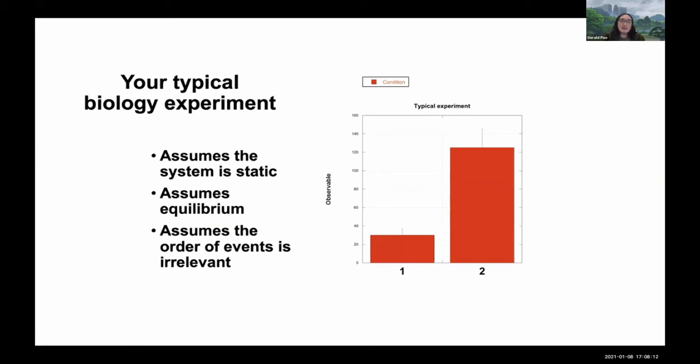One thing is that many times, especially in biochemistry and molecular biology, these are very low throughput things that have very little data. And we assume things are static, and then we use statistics to compare condition 1 and condition 2, to see if there's a difference.